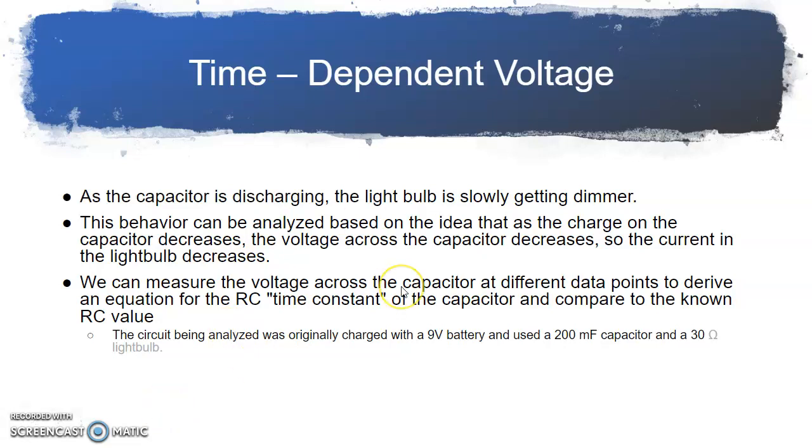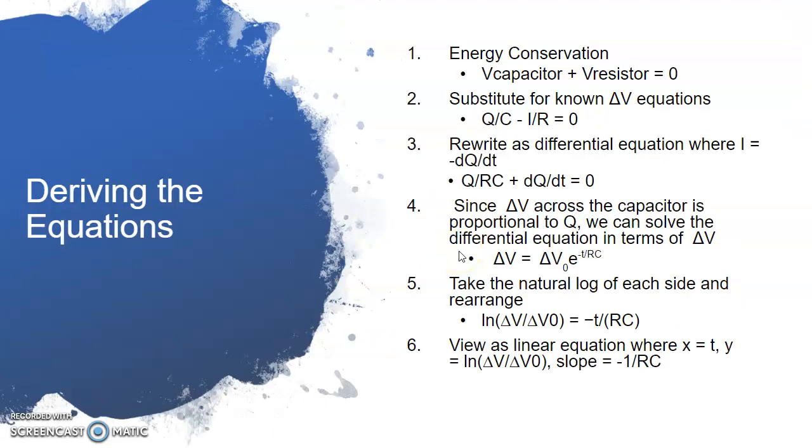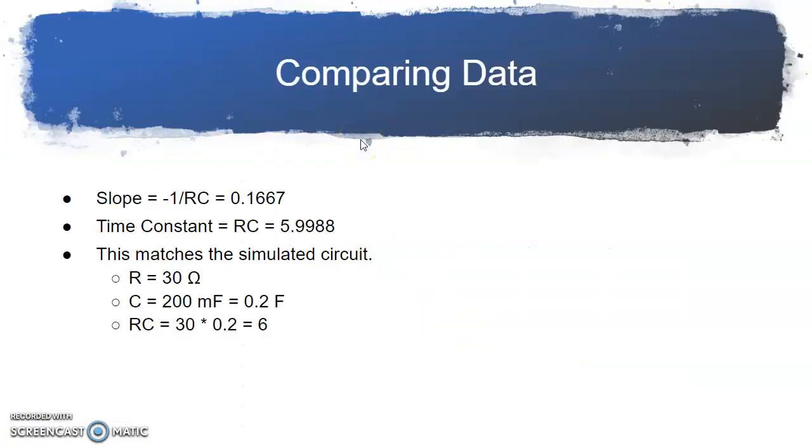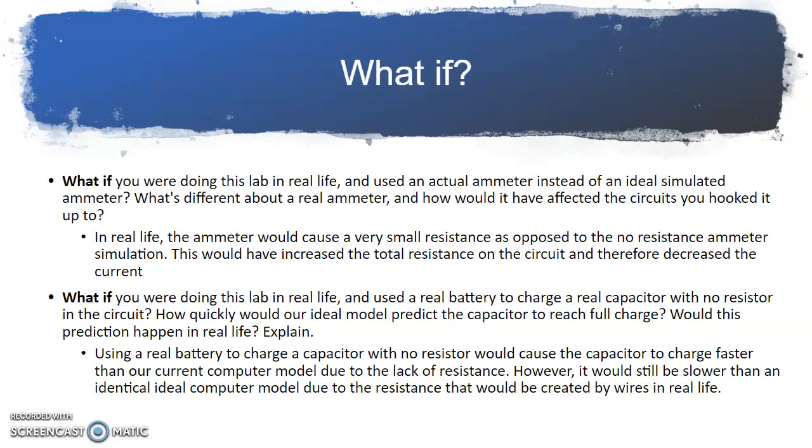The circuit being analyzed was originally charged with 9 volts and used a 200 millifarad capacitor with a 30 ohm light bulb. That's what that says. So here are the equations that you derive to get the time constant equation, and this is all the data that I found.